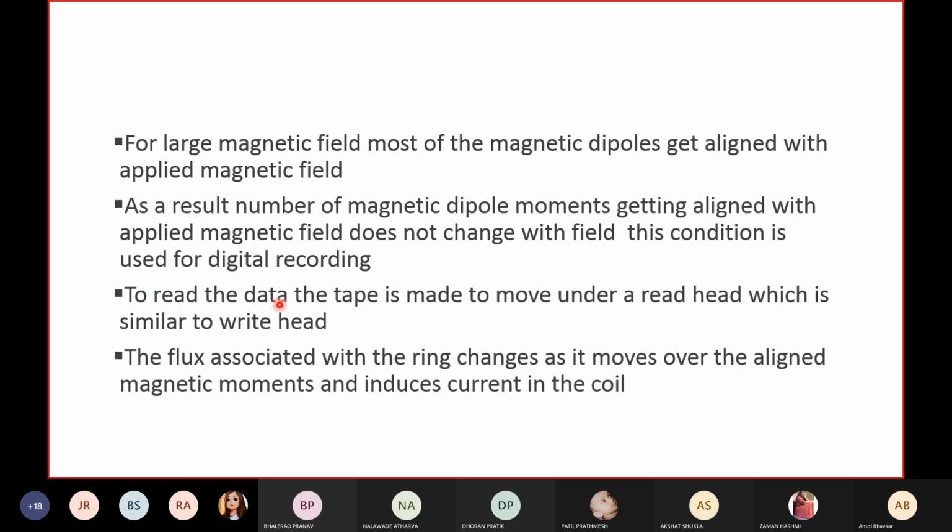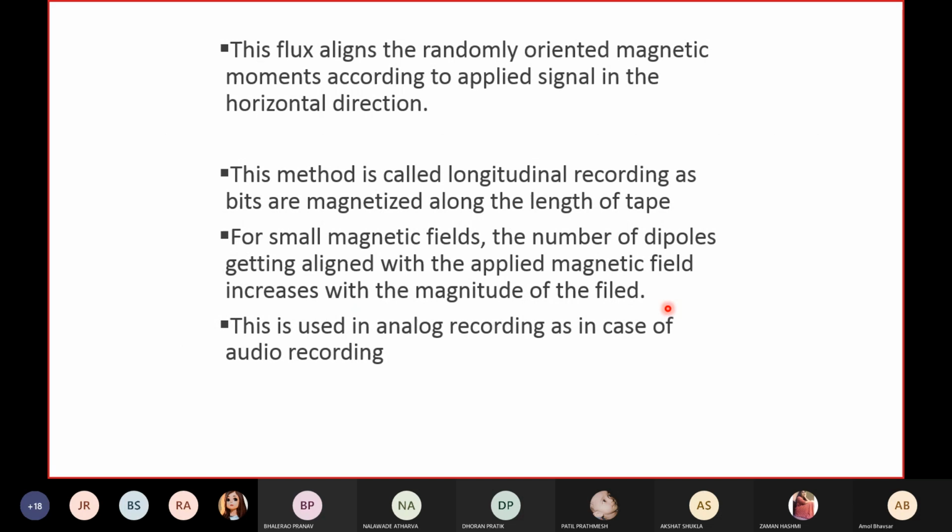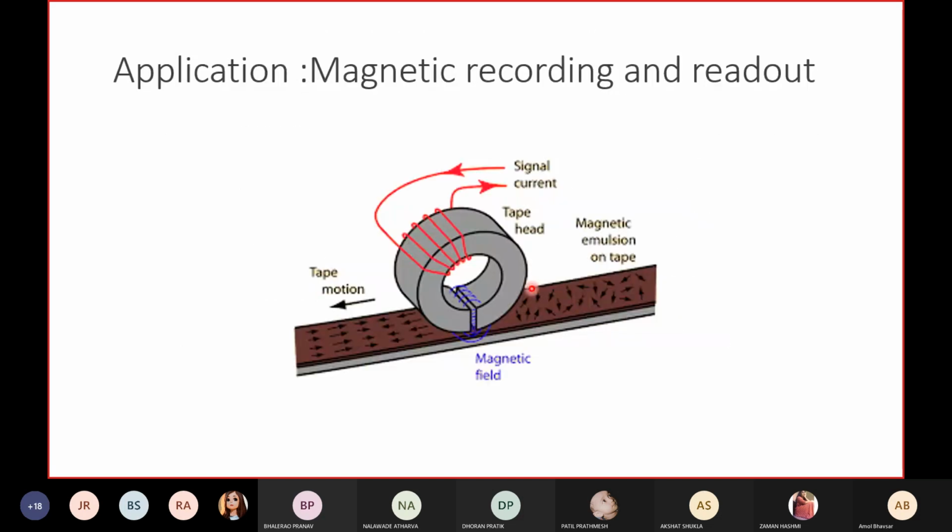To read the data, the tape is made to move under a read head. So there is a writing head and a reading head. One is writing, one is reading head, in this magnetic recording.